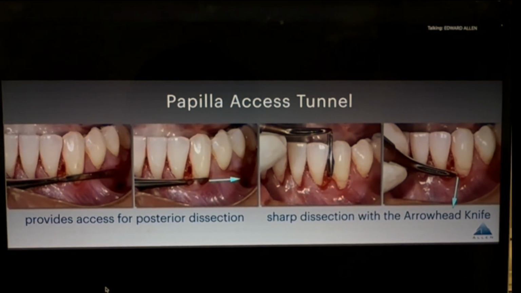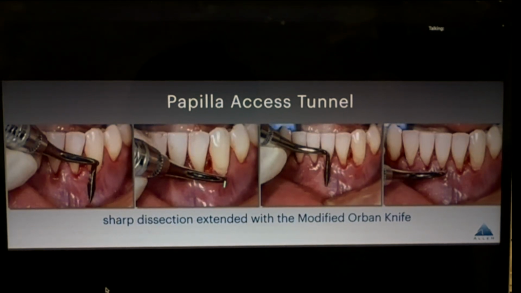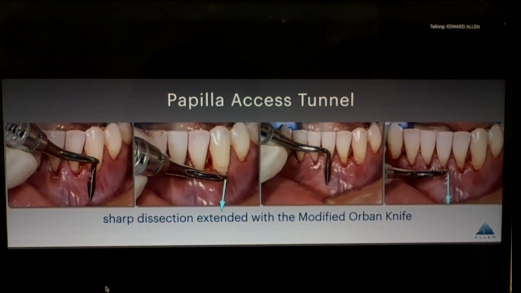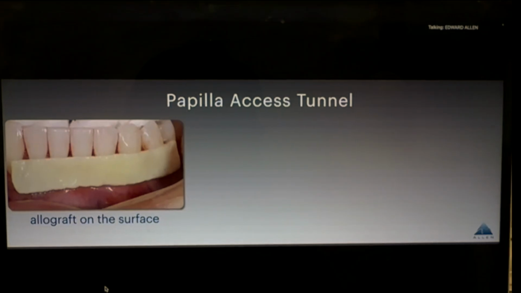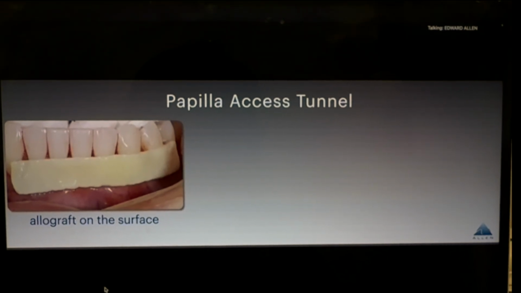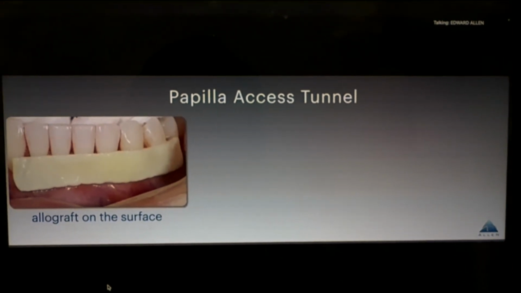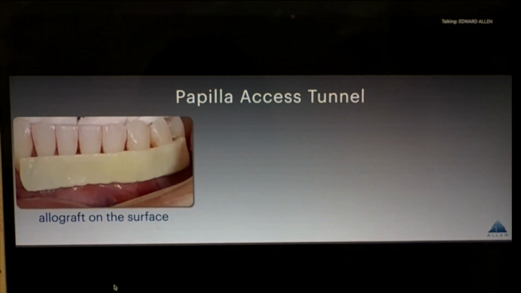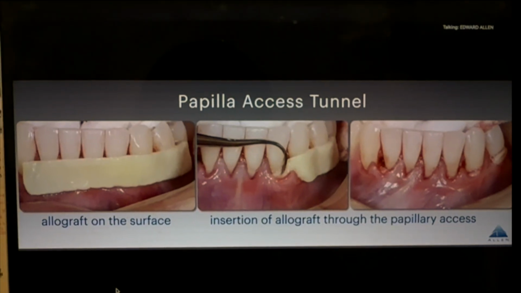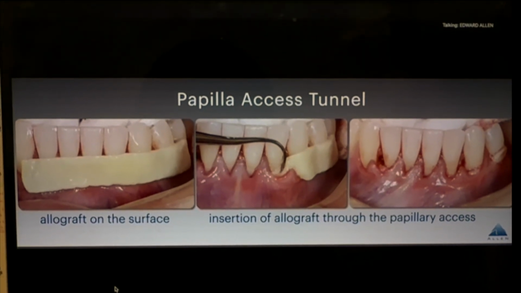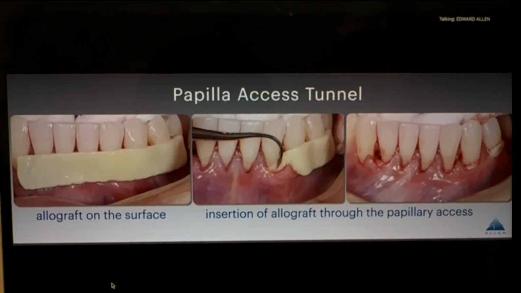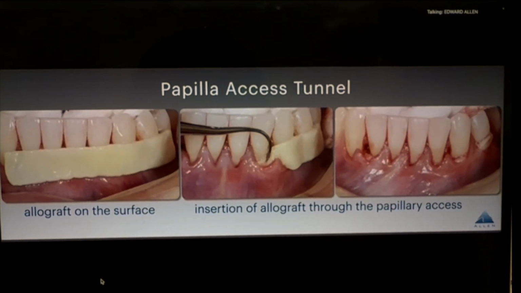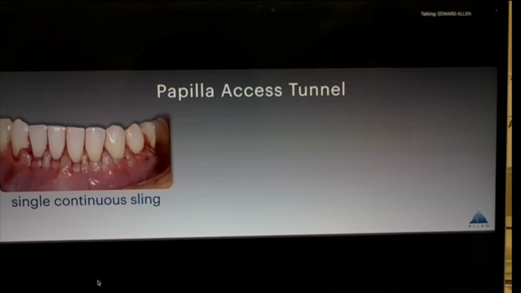A sharp dissection with the arrowhead knife, and then follow with the Orban knife to complete the 7 millimeters of additional dissection that is supraperiosteal. The initial dissection is subperiosteal. That's the graft on the surface, inserted easily through the open papilla. This really made a difference for the lower anterior. This takes just less than a minute. Align it, and then suture.